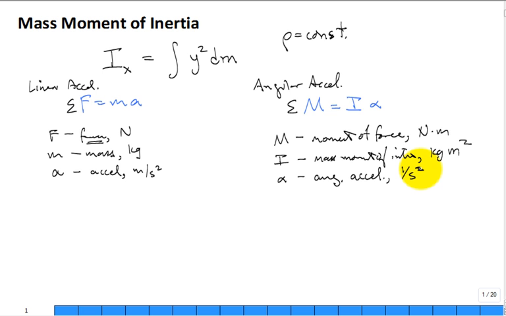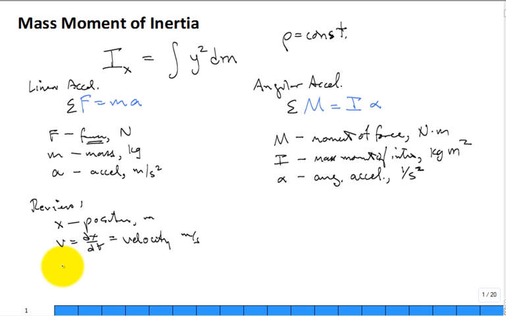So as a quick review, to help tie these concepts together, I think the more often you see these concepts laid out and see the parallelisms, the more you can remember them. You had x for position in maybe meters. Then you had v. What was v? dx dt. v is velocity in units of meters per second. And then a, that's dv dt. That's linear acceleration, meters per second squared.